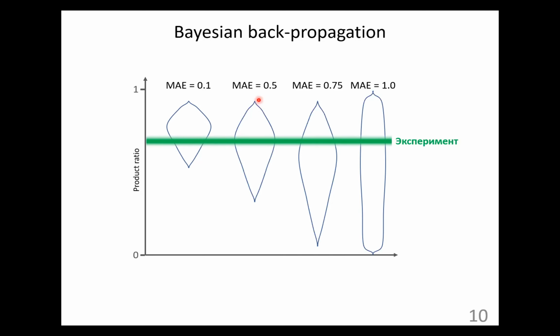The distribution which has the largest overlap between the experiment and the predicted distribution will be the most likely one, and it's called the maximum likelihood distribution. So from this analysis, we can say that in this case, a mean absolute error of 0.5 kilocalories per mole has the maximum likelihood.